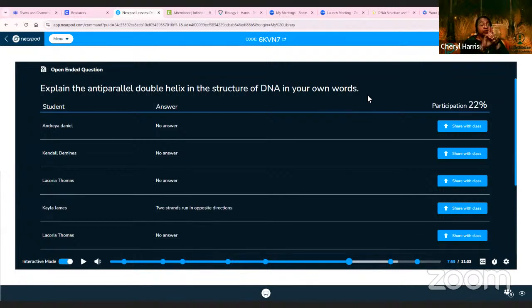So when you think of two strands, thank you, Kayla, two strands run in opposite directions. That's all that means. We have our double helix, and one strand is going in one direction and the other strand is going in the opposite direction. They are parallel to each other, but they are not exactly the same in that they are traveling in different directions. Okay? Two strands running in opposite directions and allow for complementary pairing. That's good too.